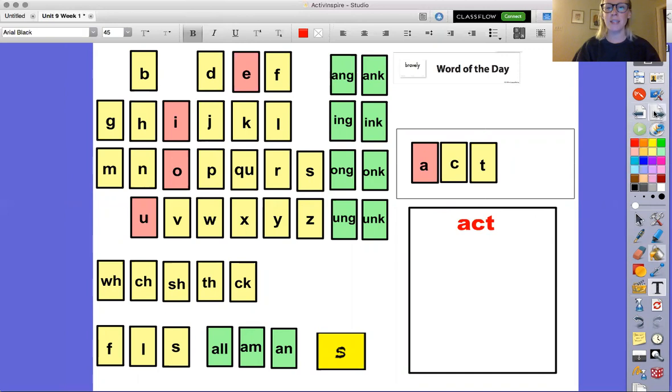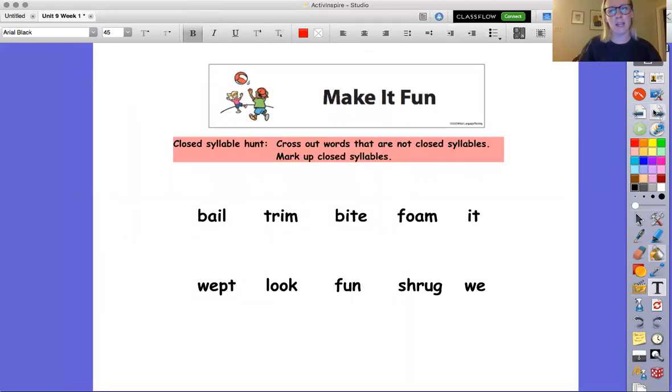And then the very last thing I want to tell you is under Make It Fun. Again, I posted a picture of this exact screen, both to the S'more newsletter this morning and also to Seesaw. And this says, closed syllable hunt. Cross out the words that are not closed syllables. Mark up the closed syllables.